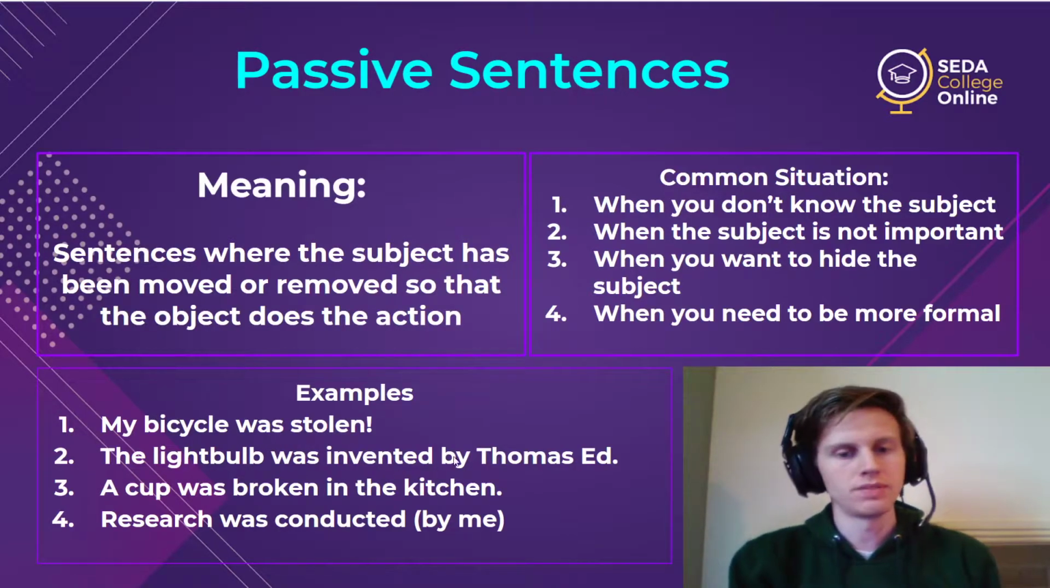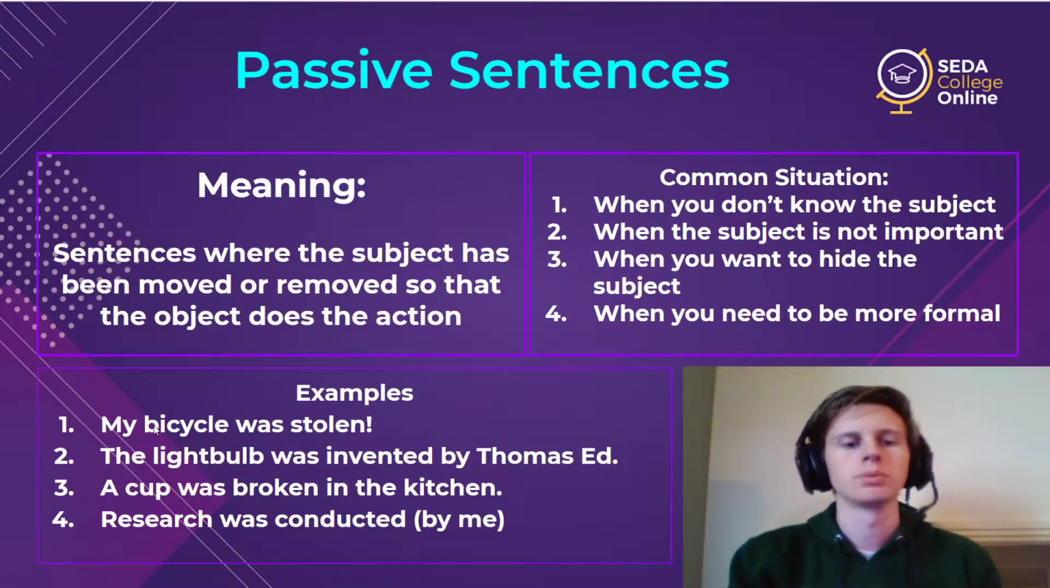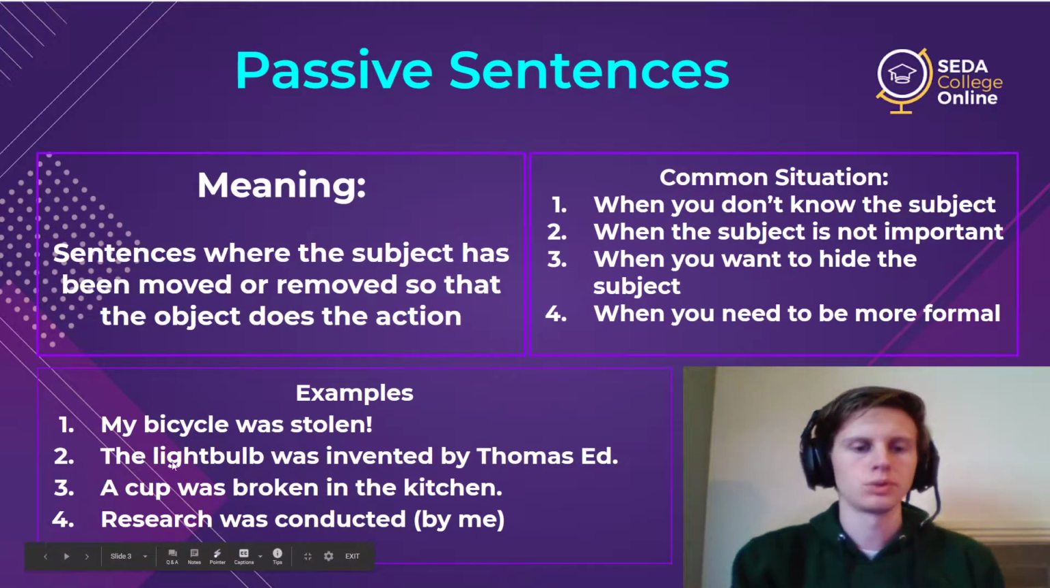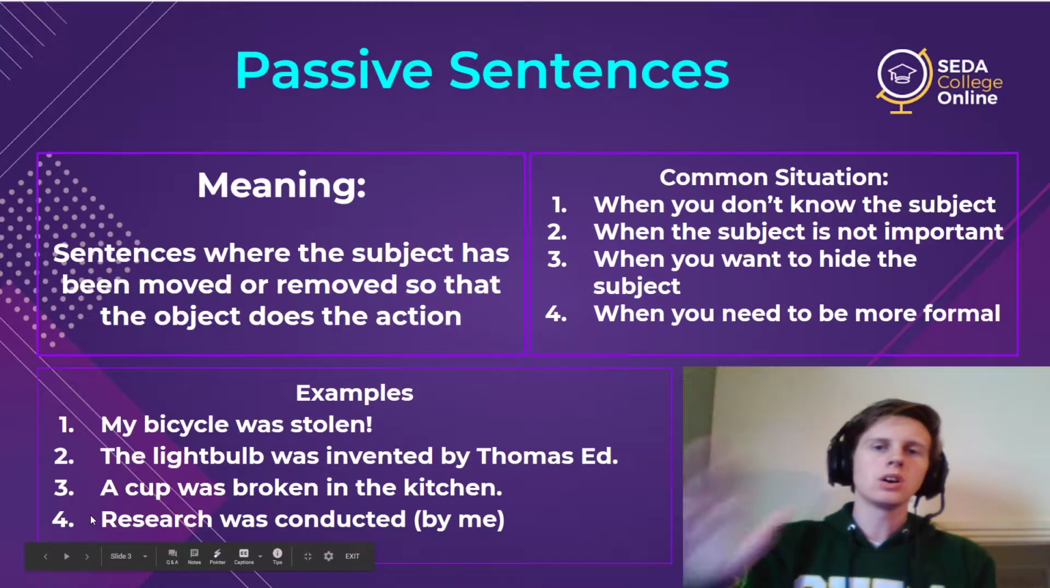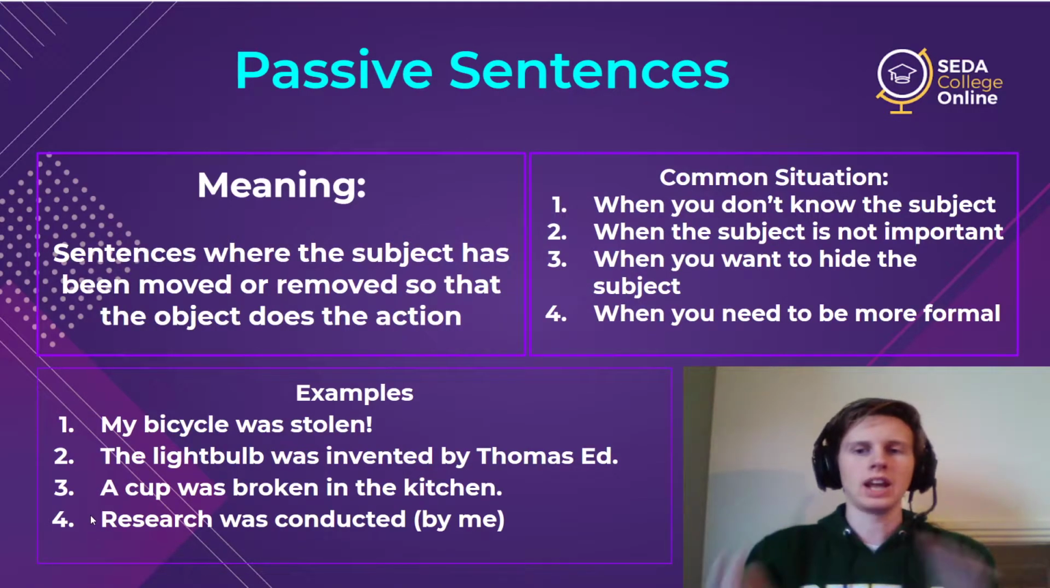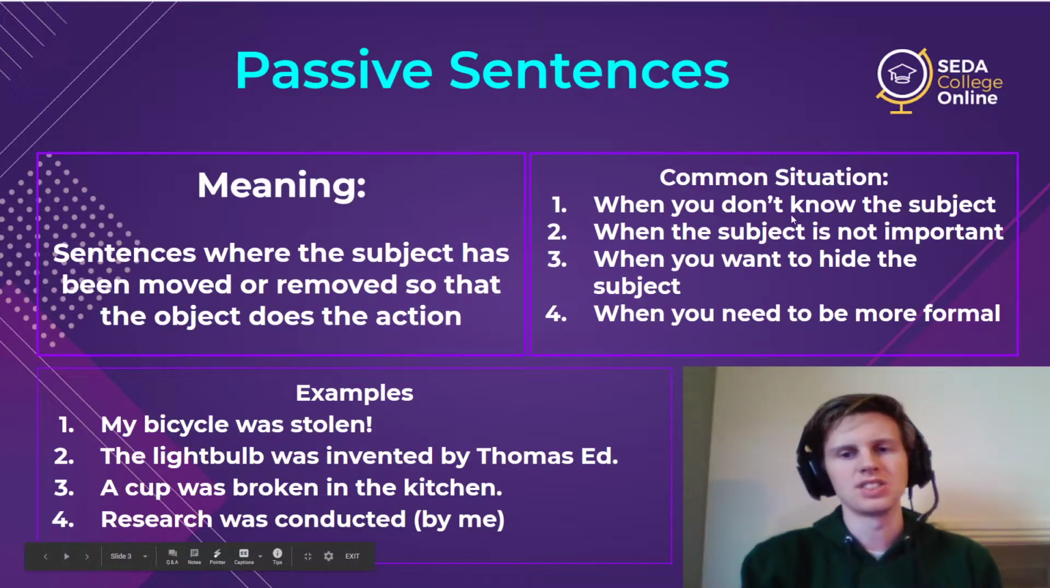The light bulb was invented by Thomas Edison. Thomas Edison invented the light bulb. I broke a cup in the kitchen. I conducted research. And so we can always just undo and change. And the reason we use the passive is always connected to these kind of situations here.